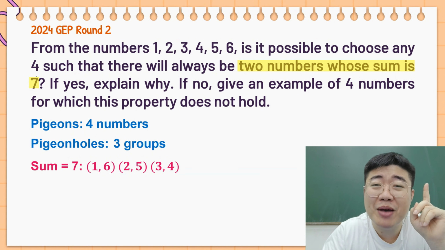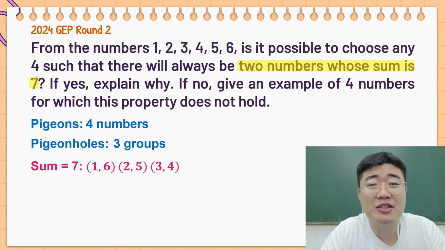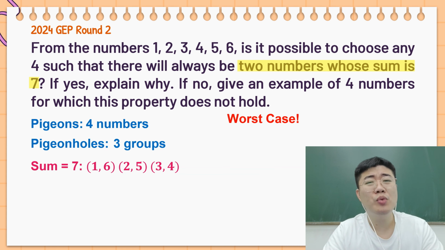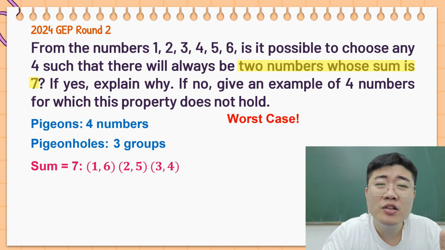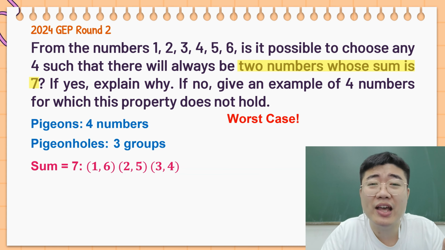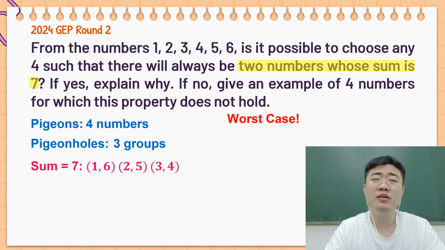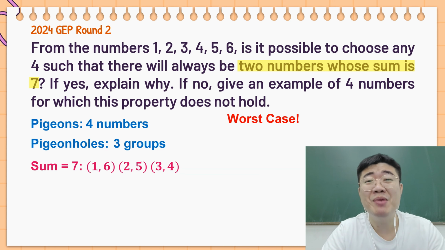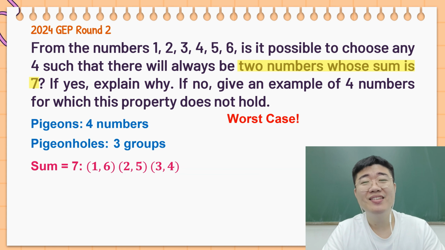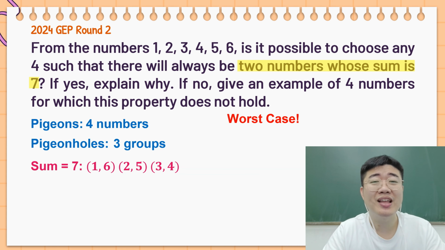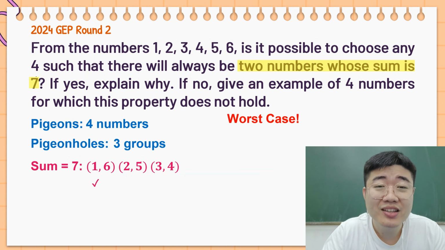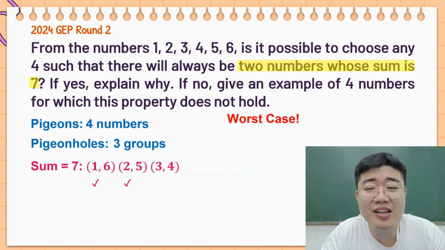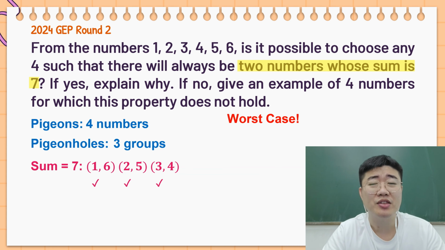So now we must consider the same thing. This must be the worst case. So what's the worst case here? The worst case is we select numbers from different groups. Because if you select 2 numbers from the same group, immediately the sum of them is already 7. So let's do the worst case. Choose a number from the first group. Then we choose a different number from the second group. Then we choose a number from the third group.